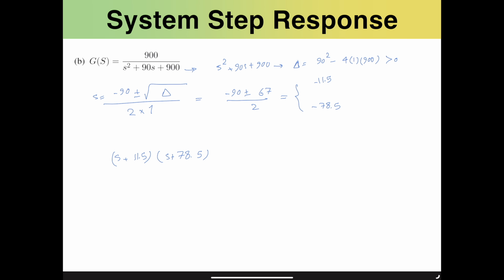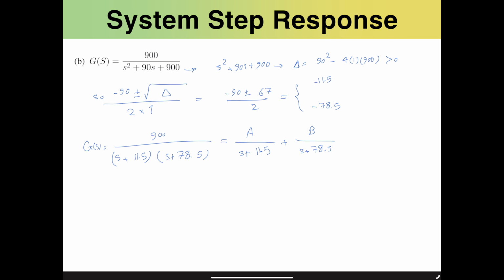So let's try to recreate our original G(s). G(s) is essentially 900 divided by these two terms. Since we're dealing with two first order roots in the denominator, we can break this down into two parts, A over s plus 11.5 as one of the roots, and B over s plus 78.5, using the partial fraction expansion. Since this is first order, the numerator is going to be a constant, and we just need to find out what the A and B coefficients are.